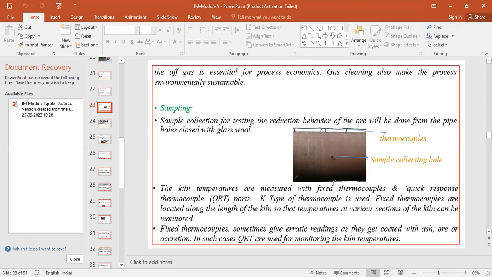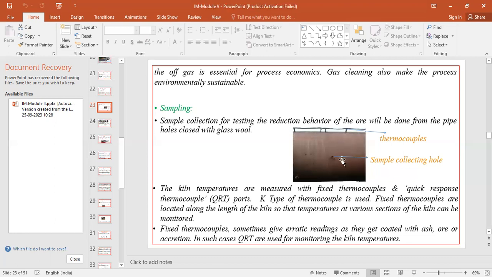There, they take that sample into two halves, and they see the color of the fractured surface. Based upon the color of the fractured surface, we can come to a conclusion about whether the reduction process is happening properly or not. Okay. I will show you in the further slides how the sample looks.